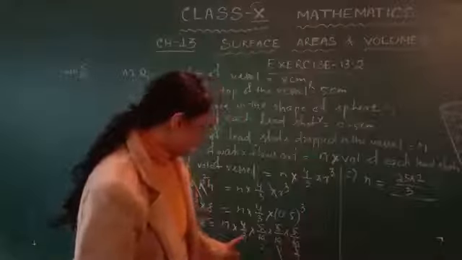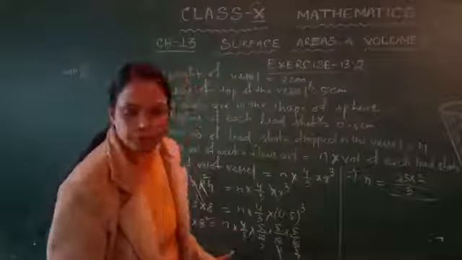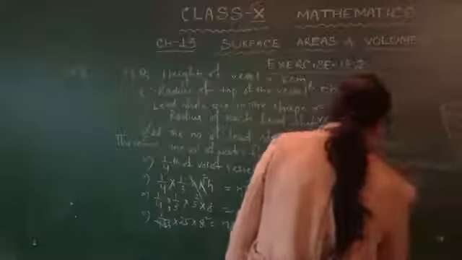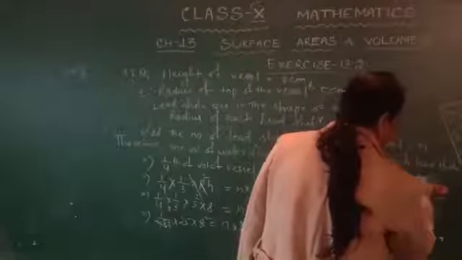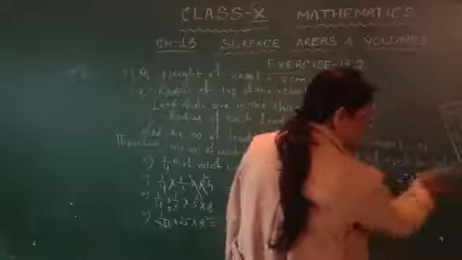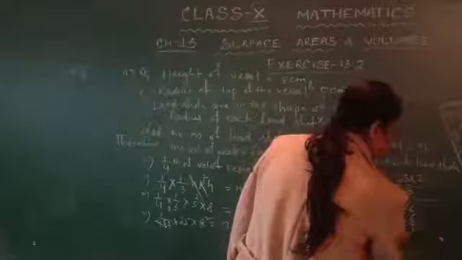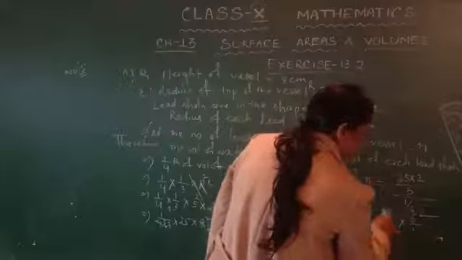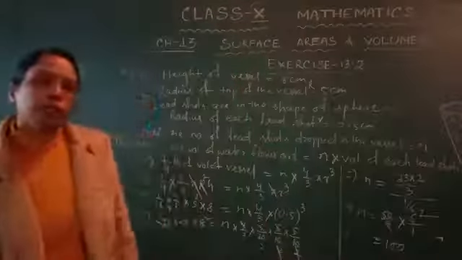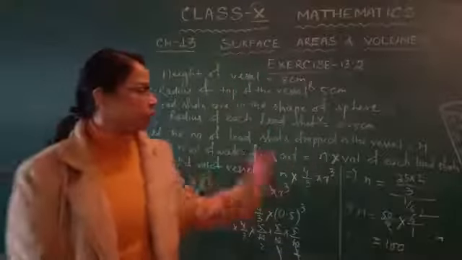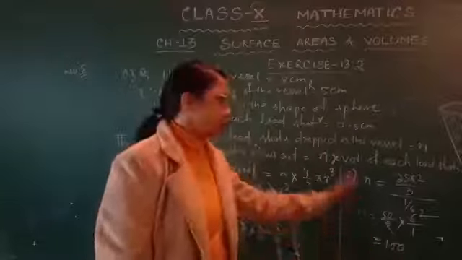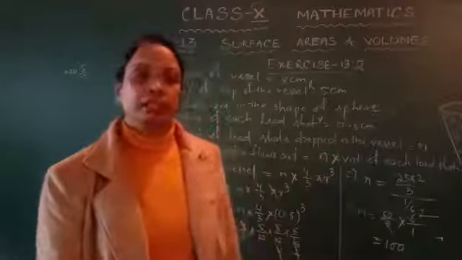And here it is 1/6. So this implies n is equal to 25 into 2, 50/3 into this 1/6, reciprocal 6/1, 3, here it is 2, so 50 into 2, that is equal to 100. So how many lead shots dropped inside the vessel? That is equal to 100 lead shots.